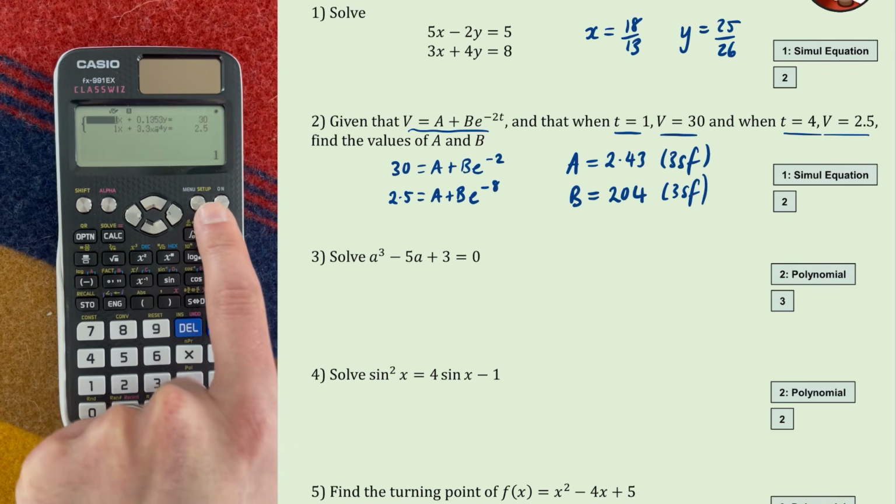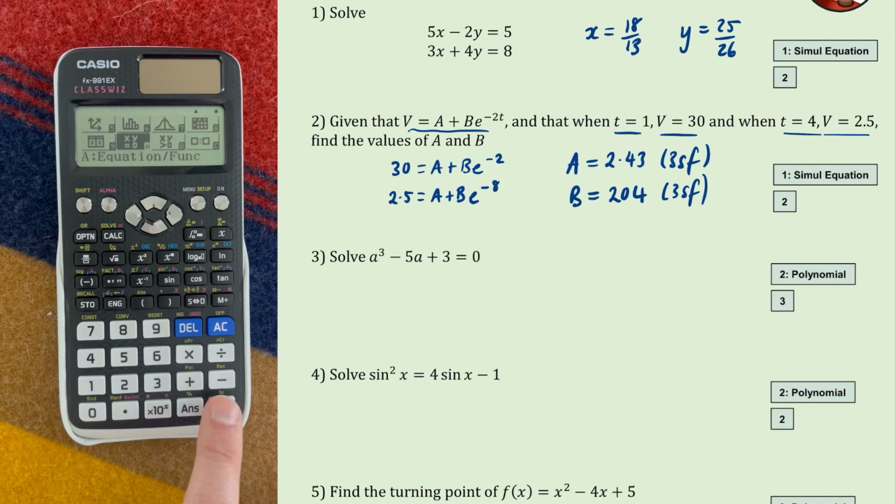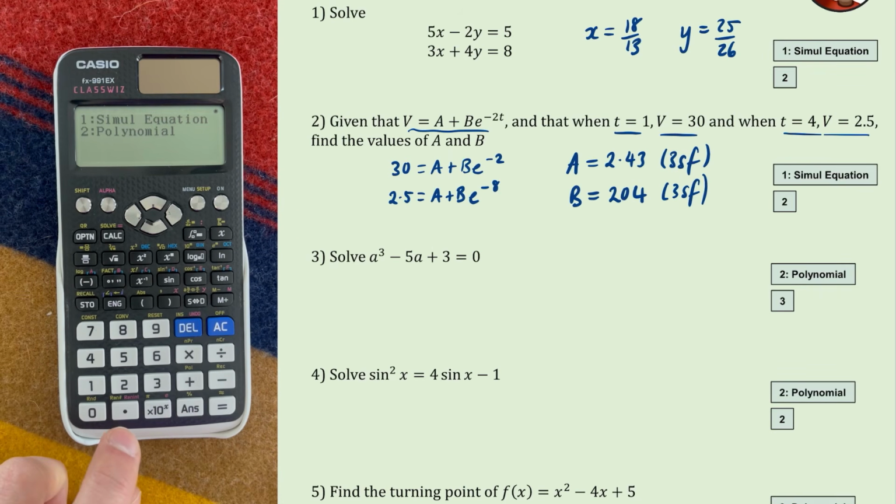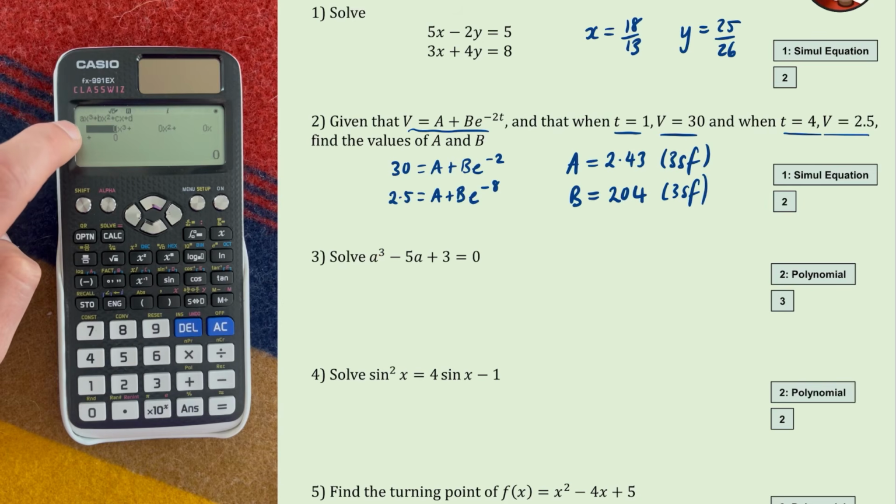Let's go back. I'm going to go Menu, Equation and Function again. This time I just want to do a polynomial, and you'll notice this is a cubic because I've got something to the power of 3. So I'm going to do polynomial. I want it to be degree 3 this time. And even though ours is with a and theirs is with x, that's not going to be a problem.